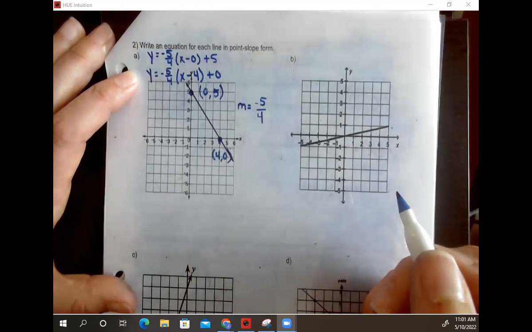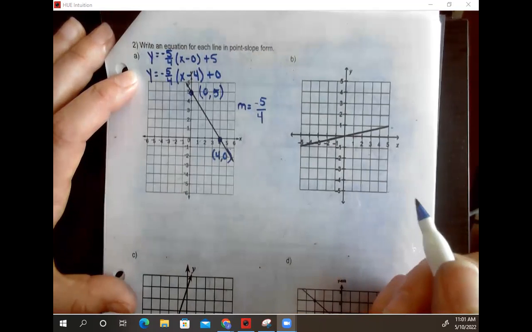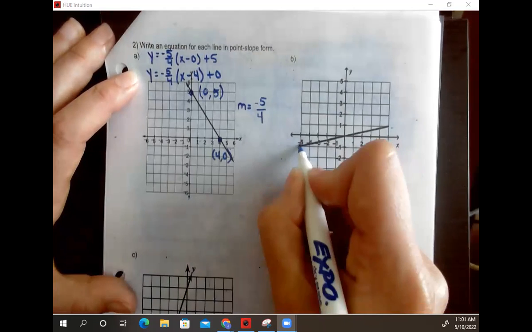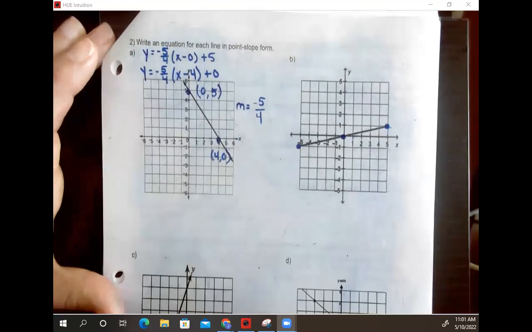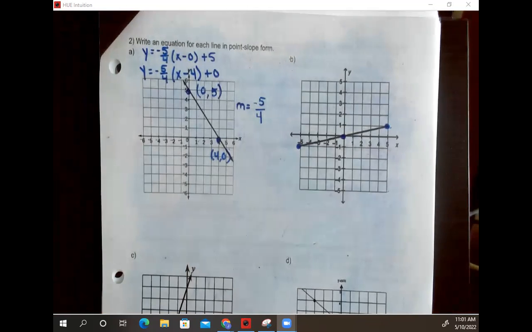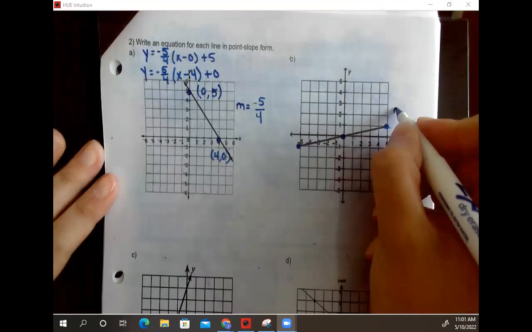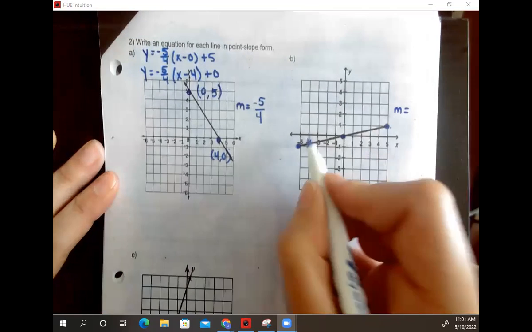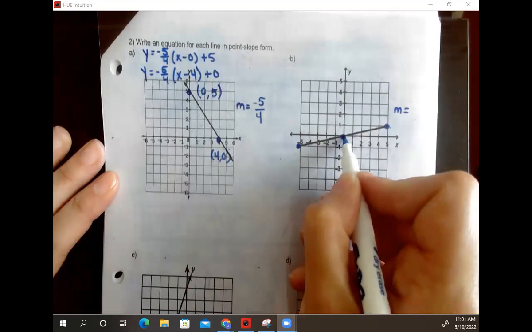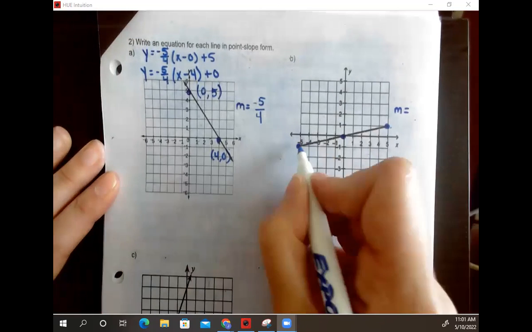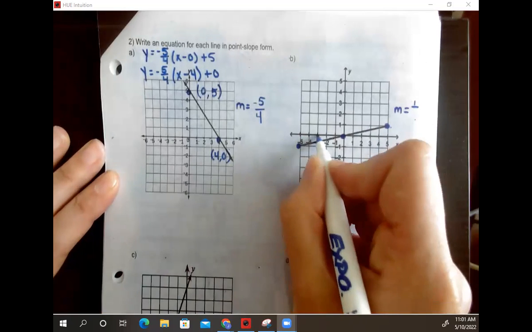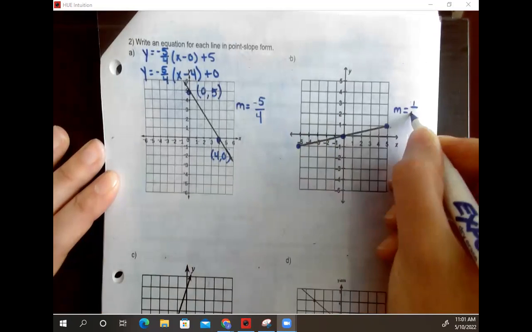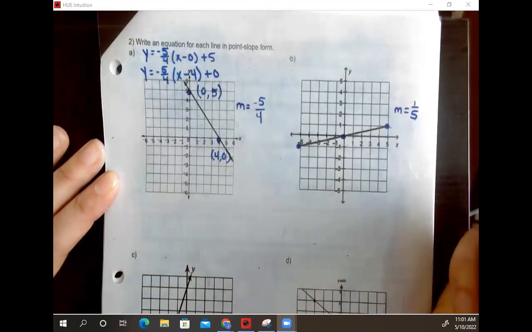Questions for me so far? Okay, for B, I've got 3 different points that we can identify from the portion of the graph that I've got here. So I'm going to start by finding my slope by counting between 2 of those points. So if I go from the leftmost to the next nice point, I would have to go up 1 and then over 1, 2, 3, 4, 5. So 1/5 is my slope there.